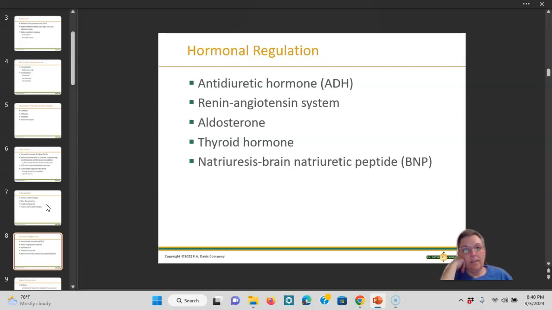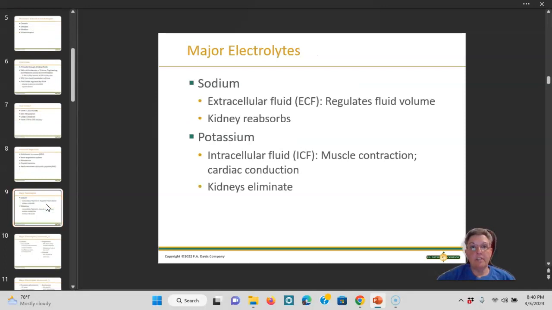1,200 is easily an indication that someone's going into fluid overload. Someone's in heart failure. The heart's not pumping all the water to get it out of the body. It's going to back up into your lungs. Congestive heart failure. So, the major electrolytes in your body, sodium.